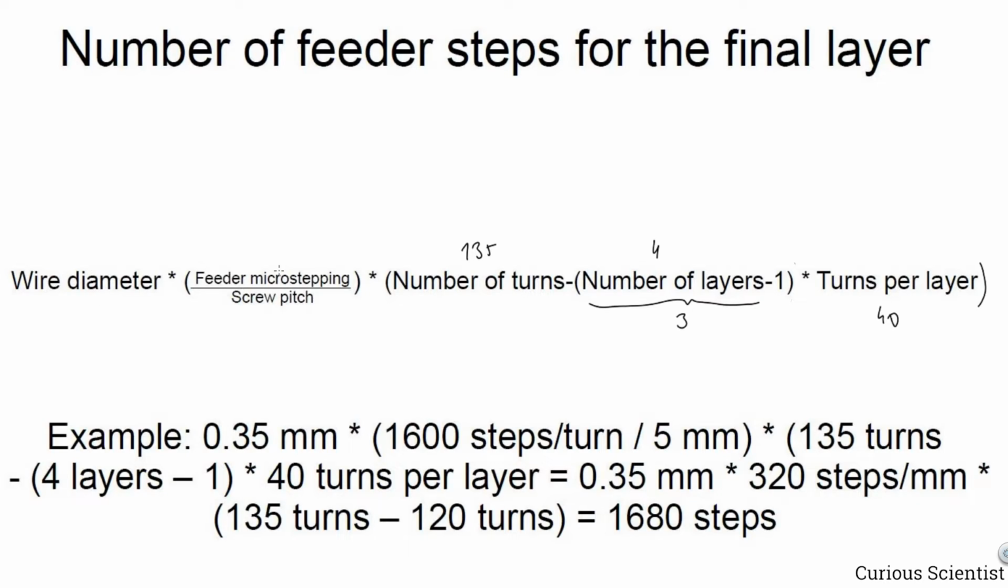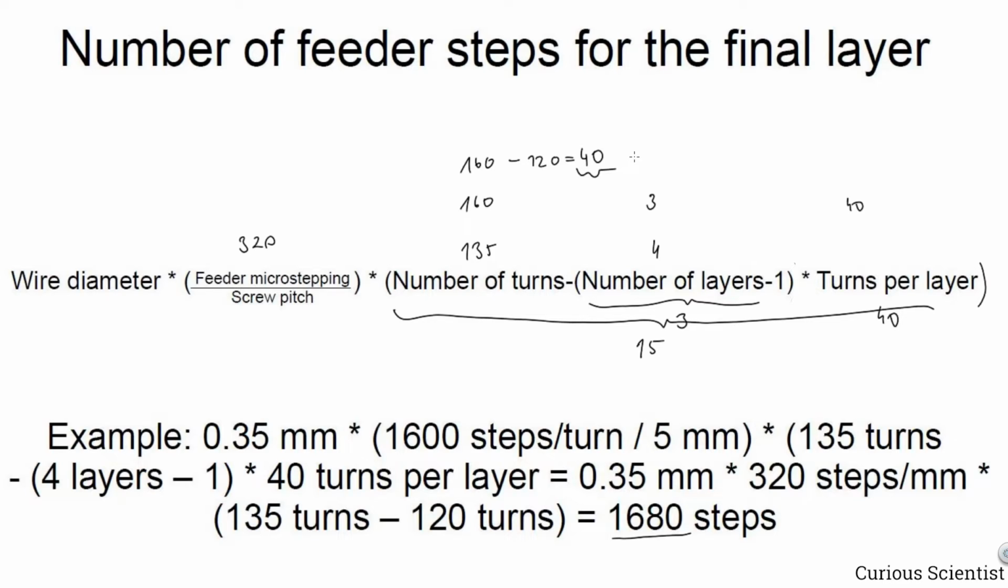So you see the calculations down here. 0.35 millimeters times 320 times, in parentheses, 135 minus 3 times 40, so minus 120. So this term becomes 15 at the end. Then the whole thing becomes 15 times 320 times 0.35, and that is 1680 steps. So this will be the number of steps for the feeder for the final layer, if the final layer is not a full layer. But of course if it's 160 here, then this is still 3 and this is still 40. So we basically just do this, and then this is a full layer equivalent of turns.